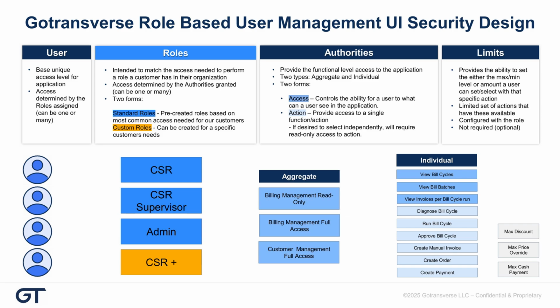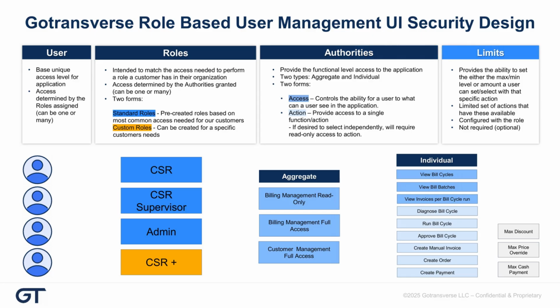Authorities grant the functional level of access in the application. There are two types of authorities, aggregate and individual. There are also two forms of authorities, those that give users access, or access authorities, and those that give individual action level controls, which are action authorities.